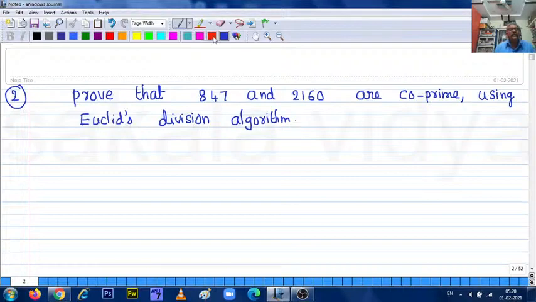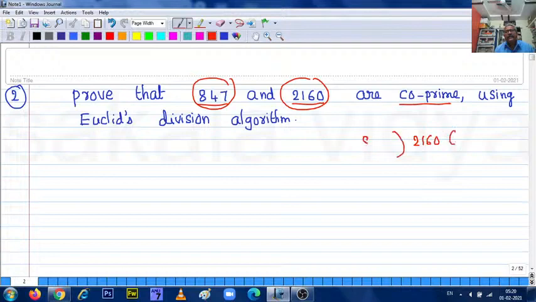So very simple. Prove that 847 and 2160 are co-prime means it is enough to prove that the HCF of these two numbers is 1 using division algorithm. That's all. Find the HCF of these two numbers. The bigger number is 2160. Divide with 847. First you try 847 times 2, that is 1694.